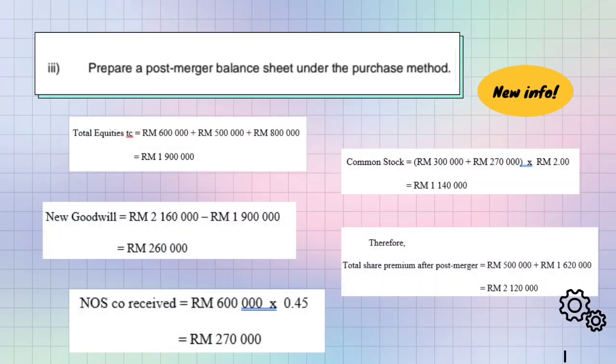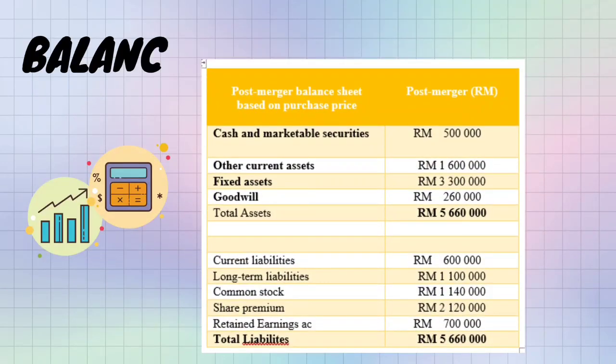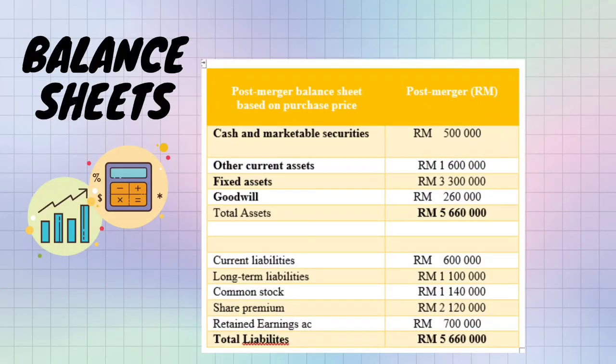The last question is to prepare a post-merger balance sheet under the purchase method. For this question, we need to calculate to find the new figures of total equities TC, new goodwill, NOS, common stock, and also total share premium after the merger. So, this is the new balance sheet after making the calculation. The amounts for total assets and total liabilities should be the same, which is RM5,660,000.